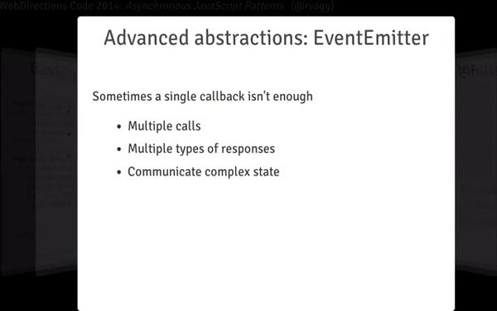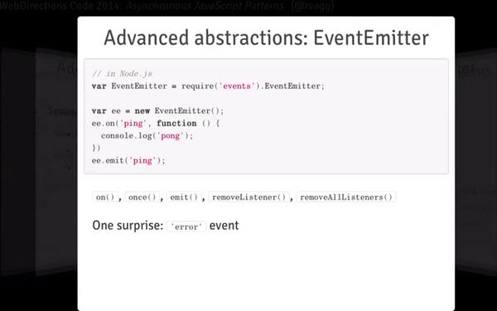If you want to communicate complex state, you can use an event emitter. So sometimes something will mutate over time. An event emitter is a really good way to communicate that to a user of your API. Event emitter in Node is really easy. Just make a new event emitter object. You've got on and emit. You can do the normal things, remove listener, remove all listeners, etc. There's only one surprise. It's really a simple function. The only surprise is the error event.